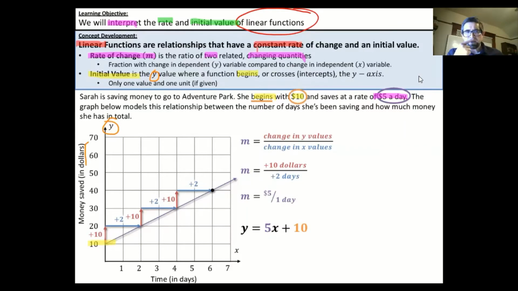Now, let's double check where that is on the graph. The initial value tells me where the function begins. I see that the line starts way over here on the y-axis at 10, and yes, that is the initial value. It starts at $10, and then the constant rate of change is where it goes from there. So let's take these two ideas, rate of change and initial value, and start interpreting them.